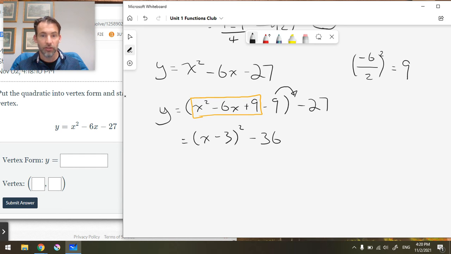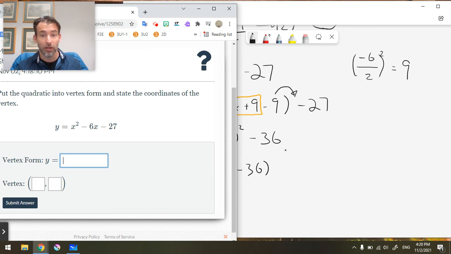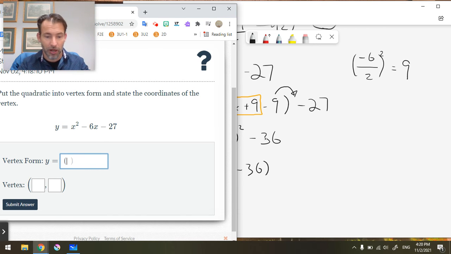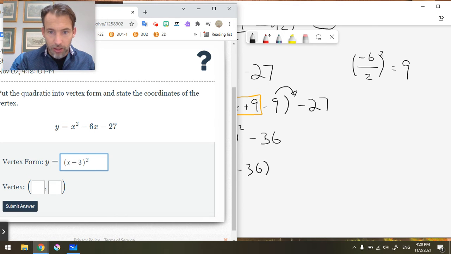That will be the final answer, but I also need to say the coordinates of the vertex, which is, of course, (3, negative 36). Why 3, Mr. Jennings? Why not negative 3? Because this one's also a sign flipper. You have to remember that that's a sign flipper there. So let's put that in. This is equal to (x minus 3) squared minus 36.